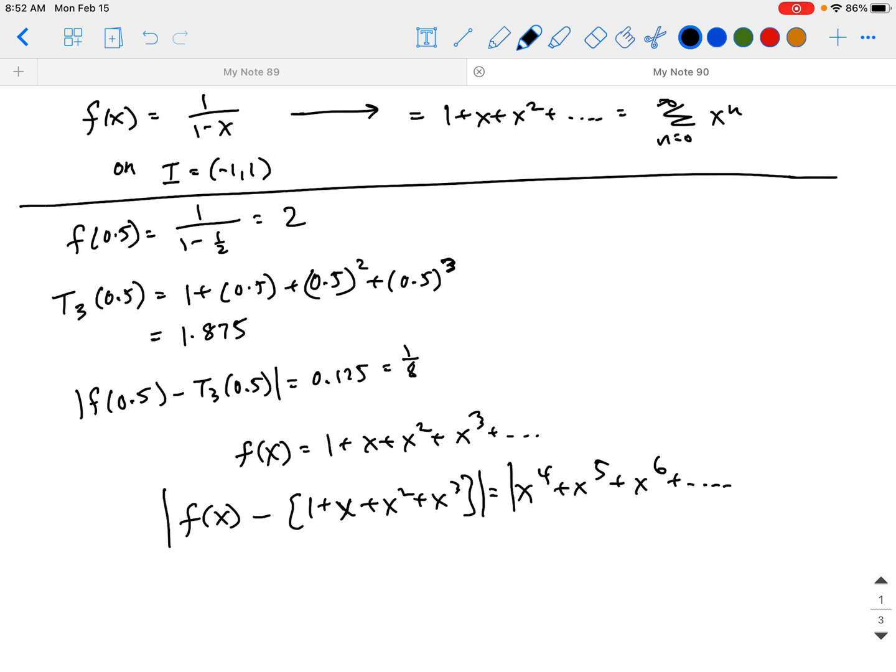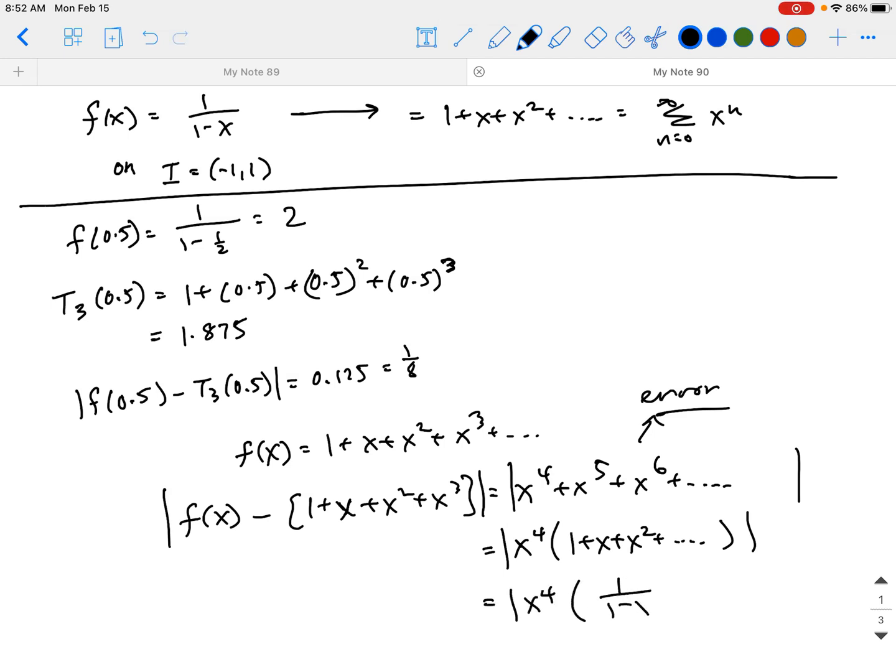If we take the absolute value of that, this is going to be the error. The error is the sum of the remaining terms. Where this becomes difficult is, can I actually compute the sum of the remaining terms? In this case, the answer is yes. We can factor out x to the fourth and notice that we get our infinite series again, which means this is equal to x to the fourth times 1 over 1 minus x. We know those are equivalent on our interval -1 to 1.